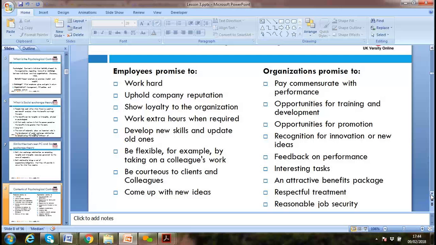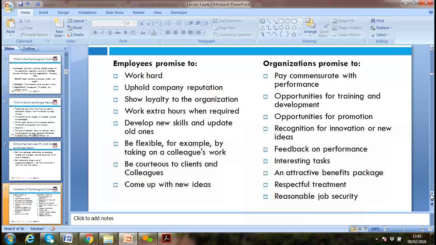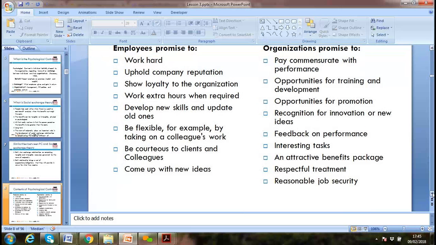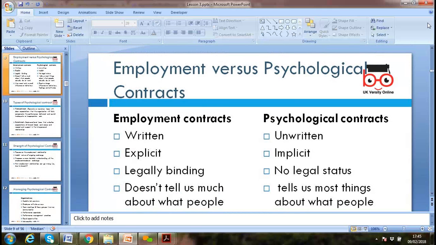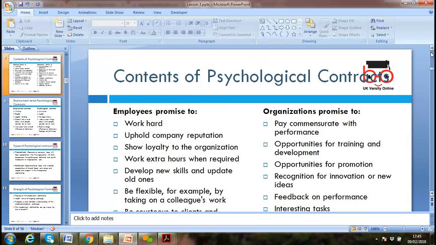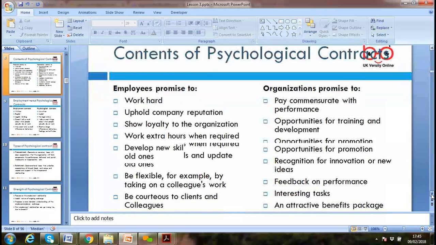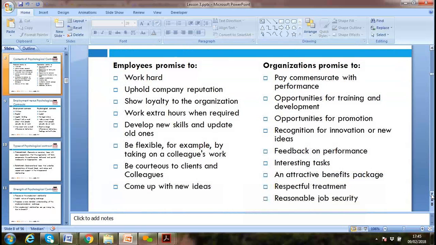respectful treatment, and reasonable job security. So your job is there for you, yes? If they do make you redundant, at least they will give you good support.